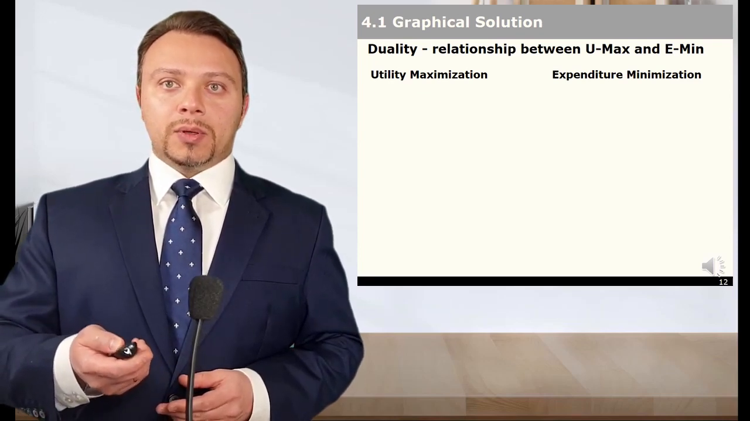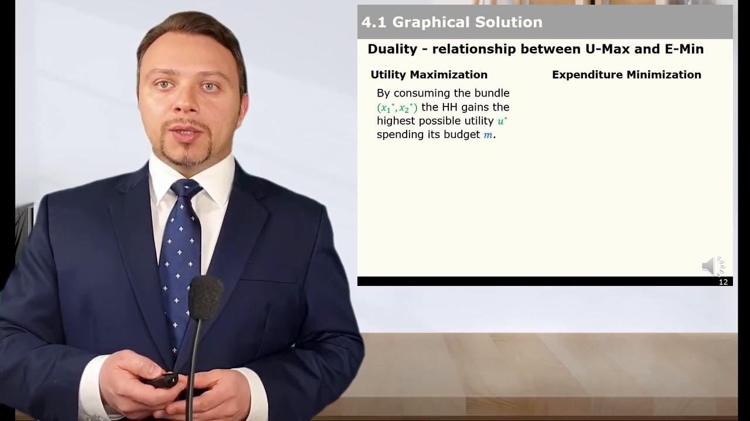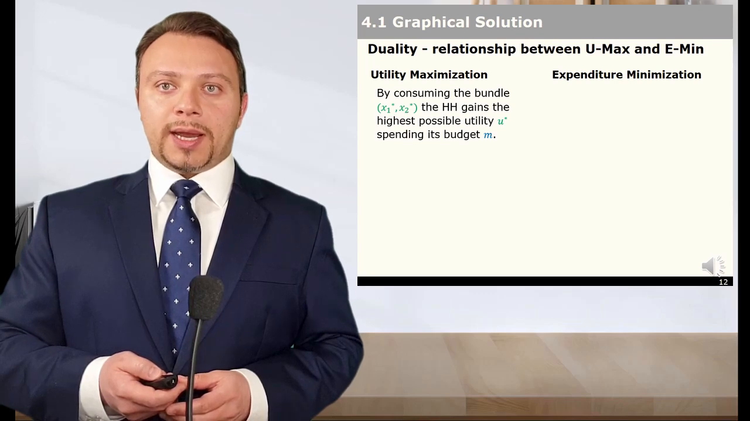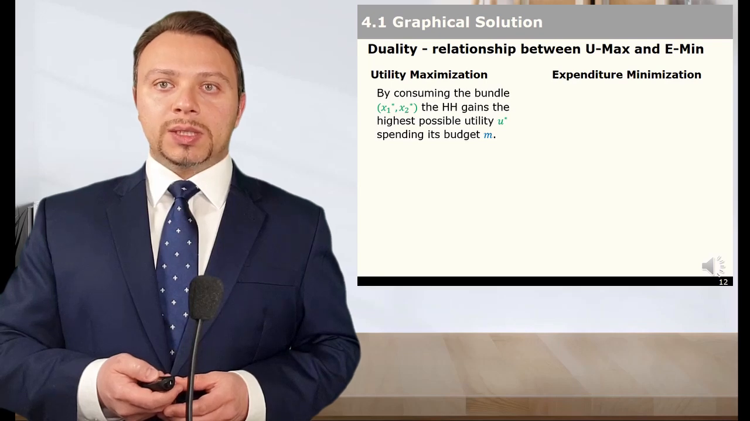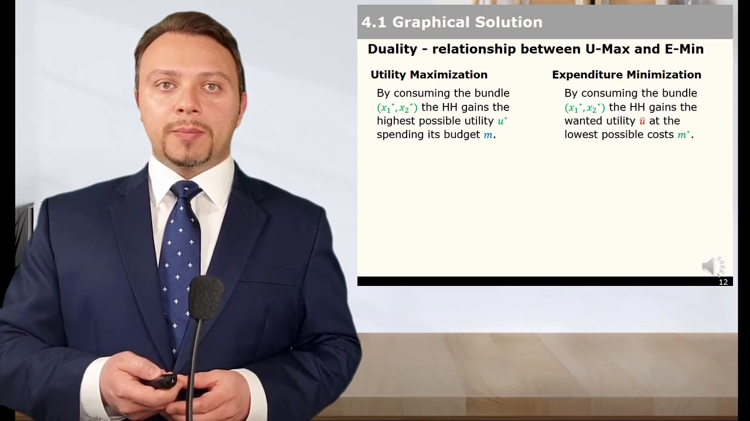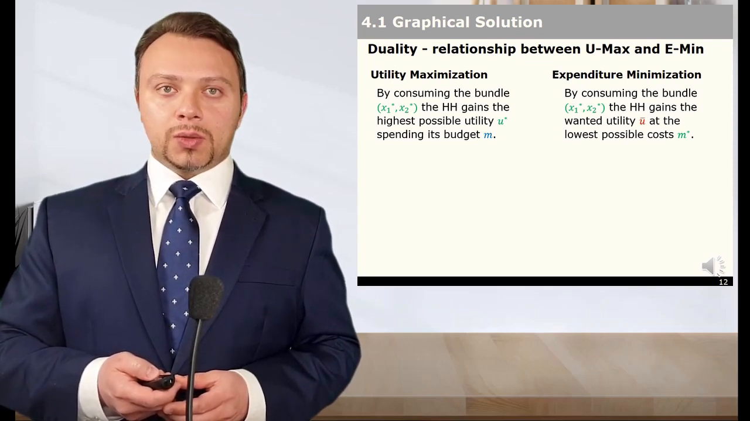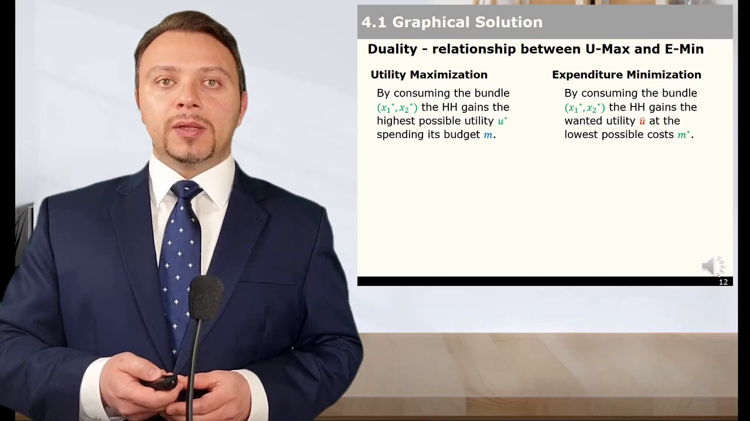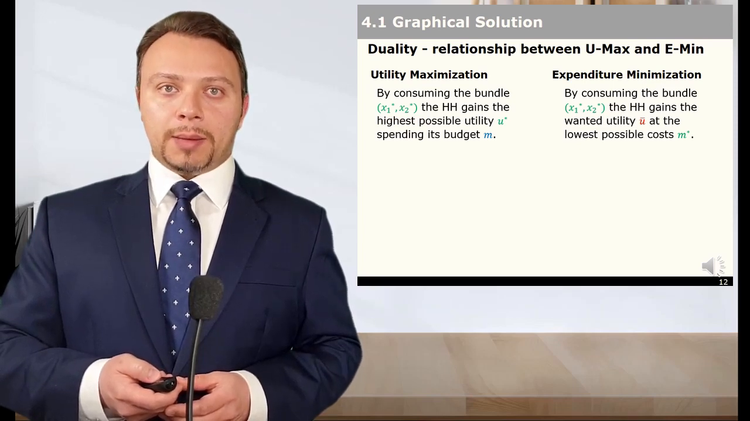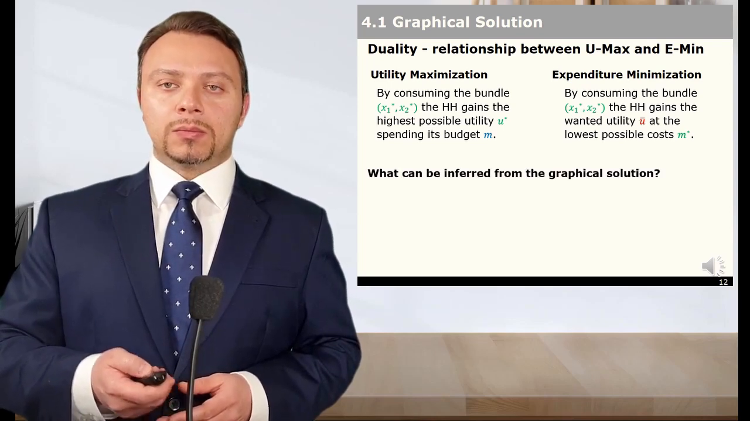To wrap it up, let's state this again. So in utility maximization, by consuming the bundle x1 star, x2 star, the household gains the highest possible utility U star, spending its budget M. In expenditure minimization, it's just the other way around. By consuming the bundle x1 star, x2 star, the household gains the wanted utility level U bar, spending the lowest possible money M star. What can we infer from this graphical solution?